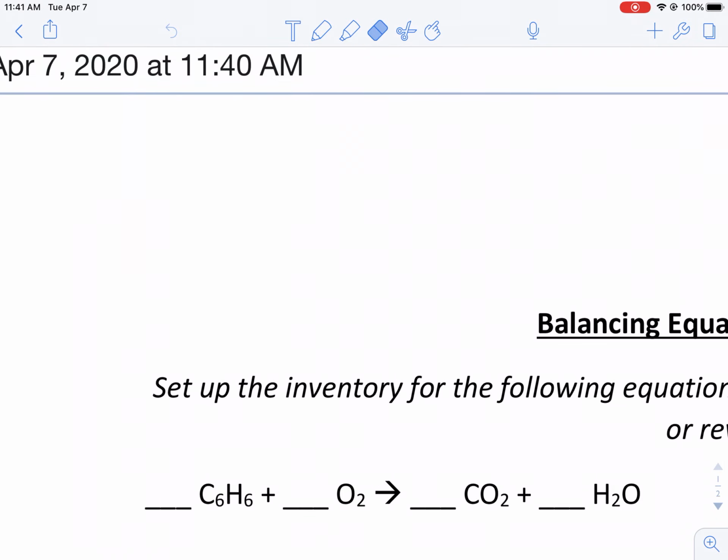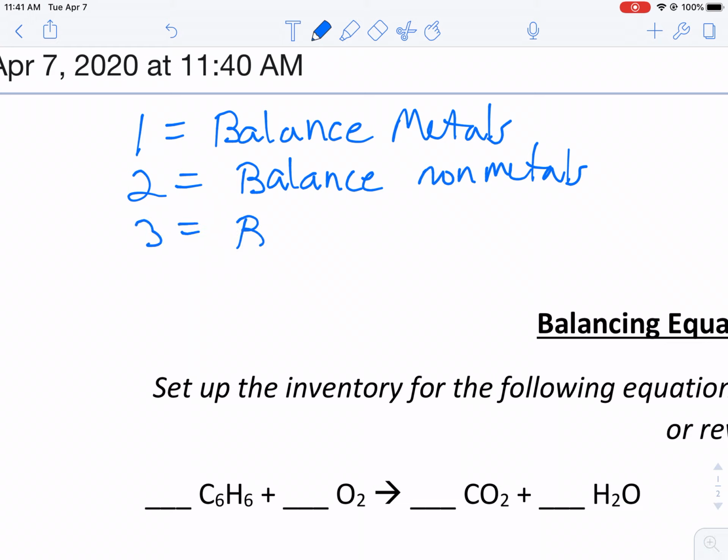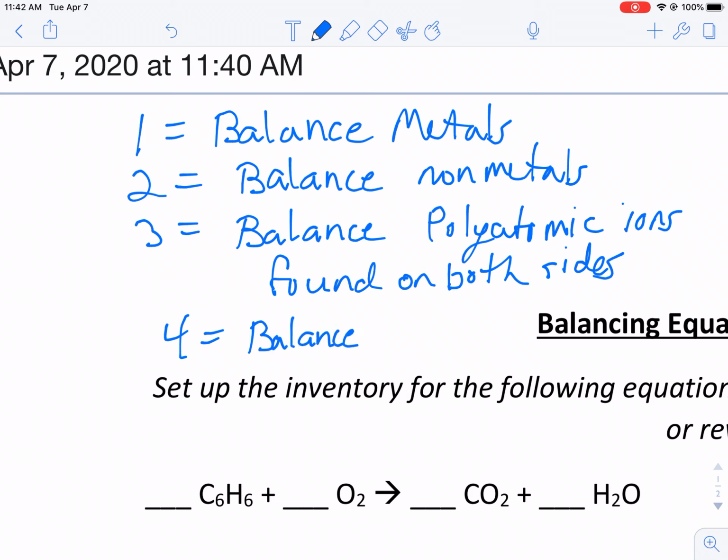Okay? The first rule, number 1, is you balance your metals first. Number 2, balance your nonmetals. Number 3, balance your polyatomic ions that are found on both sides. The last thing that you're going to do is balance H and O. So always save hydrogen and oxygen till last.